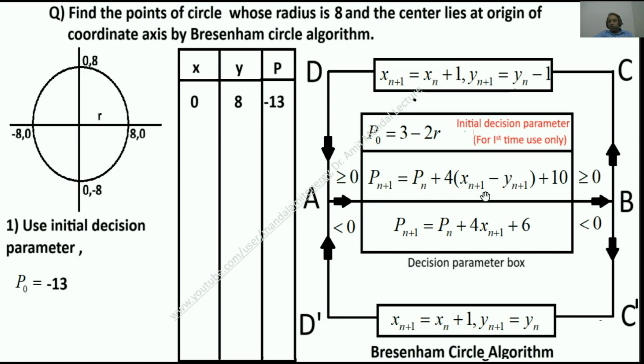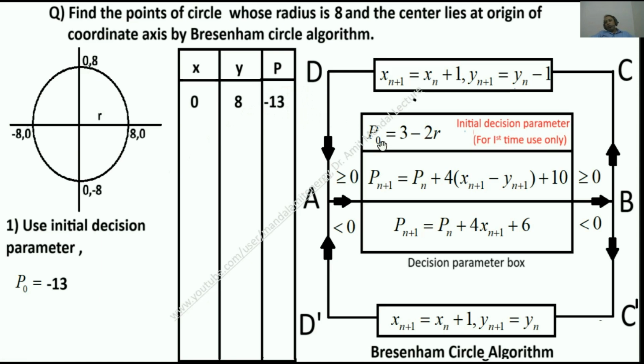Here xn+1 means the next x, and xn means the previous x. Similarly, you can see the third formula. We know one point, the initial point (0, 8), and the first formula in the decision parameter box is meant for the initial decision parameter, so you use it only once. P0 = 3 - 2r, where r stands for the radius. Putting in the values, r is 8, 8 times 2 is 16, and 3 minus 16 is minus 13. So I have written this as the initial decision parameter.